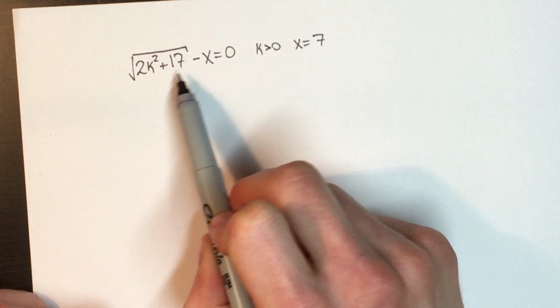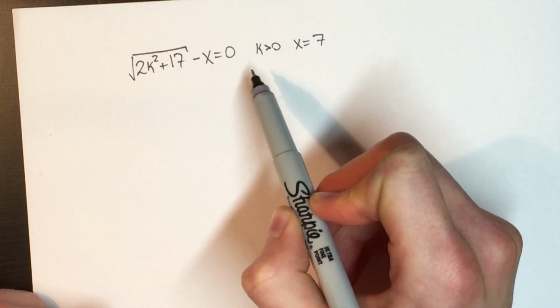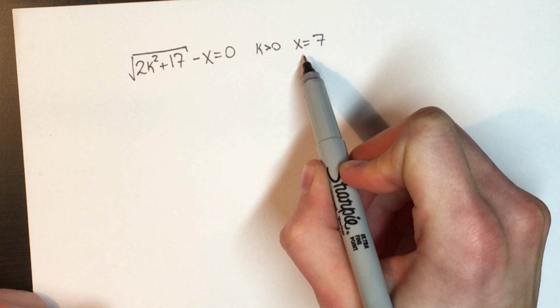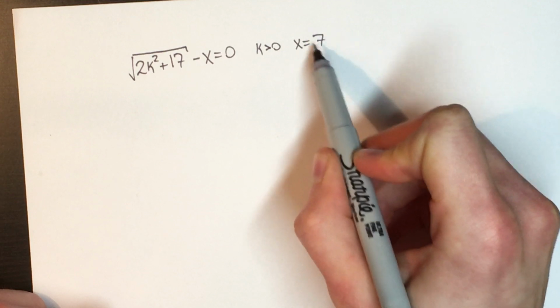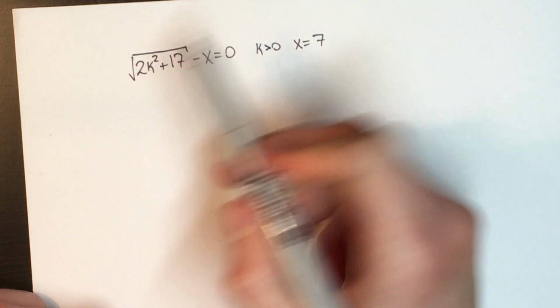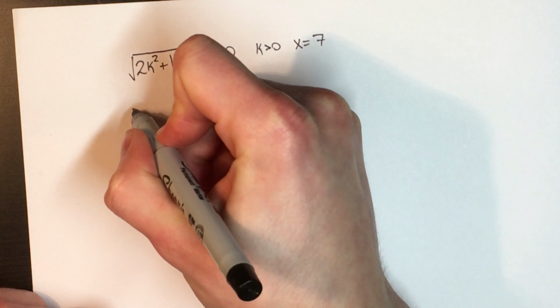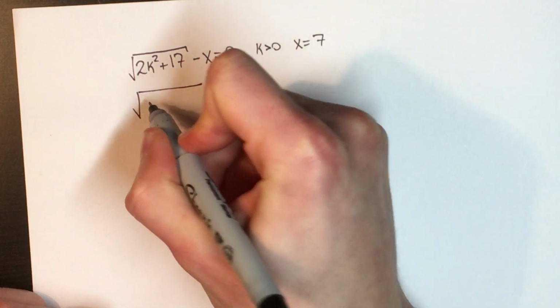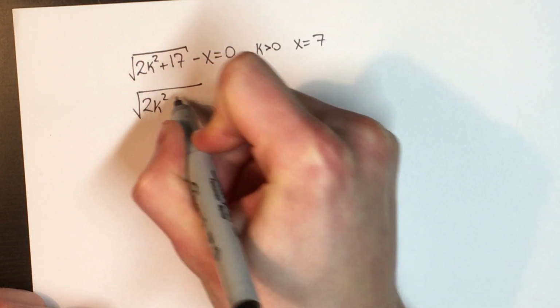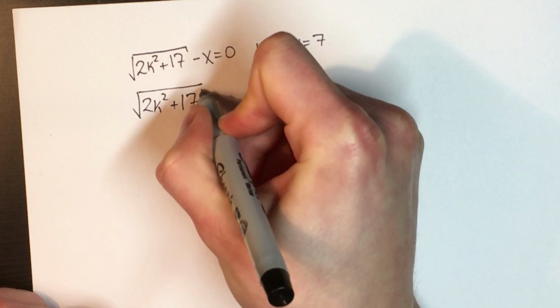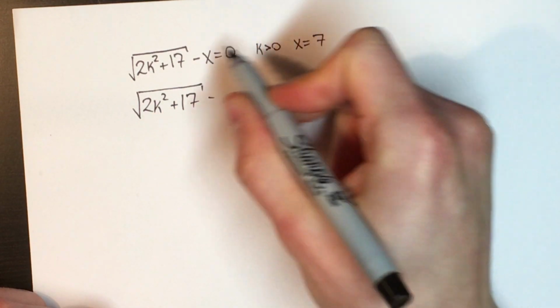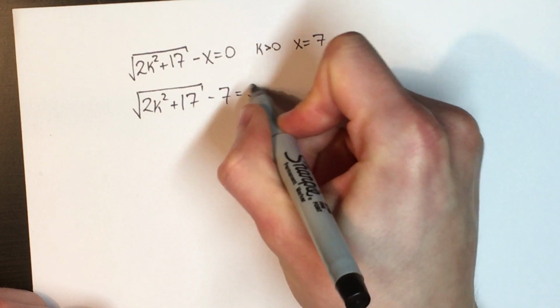So right now we have two variables, so we can't really solve that. It's kind of an issue, but we're given that x is equal to 7. So we're going to go ahead and plug in 7 for x and then solve for k. So then square root of 2k squared plus 17 minus, plugging in 7, minus 7 is equal to 0.